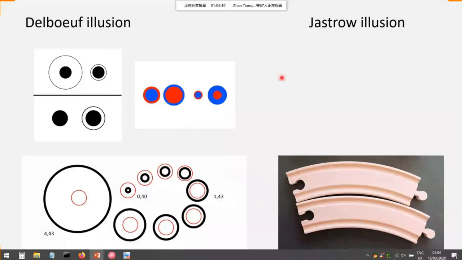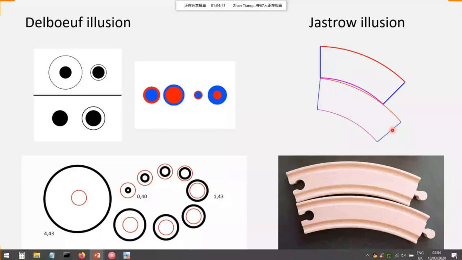Another one is the Jastrow illusion. Maybe you have played with such toys. At least you have seen it, I guess. And it's very simple, but at the same time somehow fascinating, because we think that these two tiles are different. This one is smaller than that one, but it's not true. They are the same.